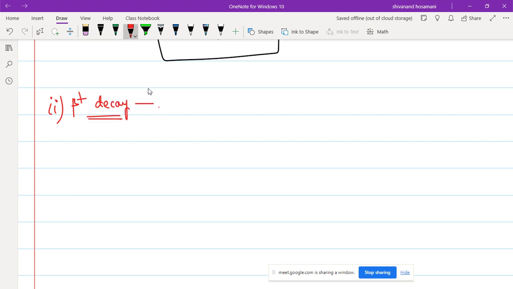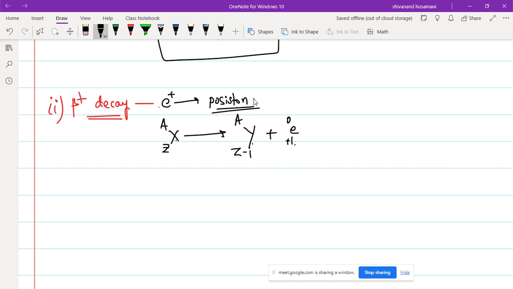Okay. Here this beta plus decay is given like this. If I treat this as a nucleus X with atomic number Z and mass number A, then it is going to become a new nucleus Y with Z minus 1, plus e with charge plus 1. Beta plus is nothing but an electron; this is called a positron. What do I mean by positron? Positron is actually a positive electron.